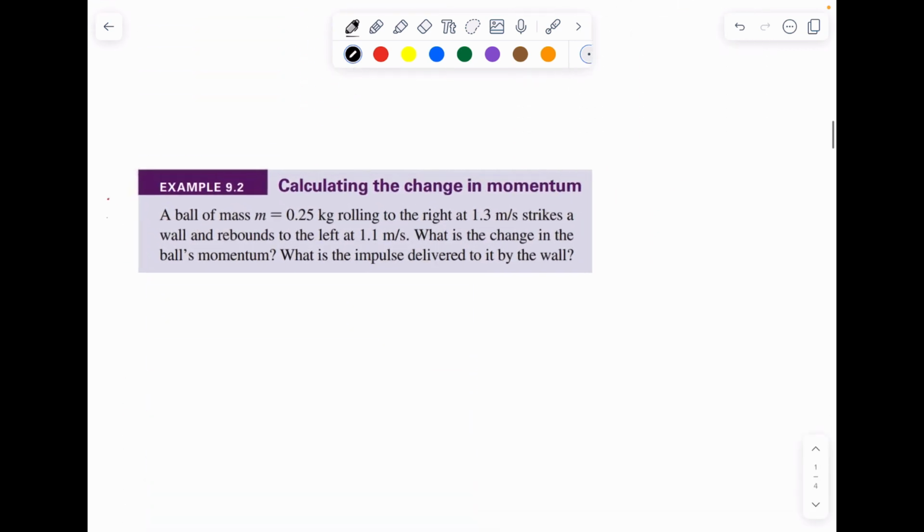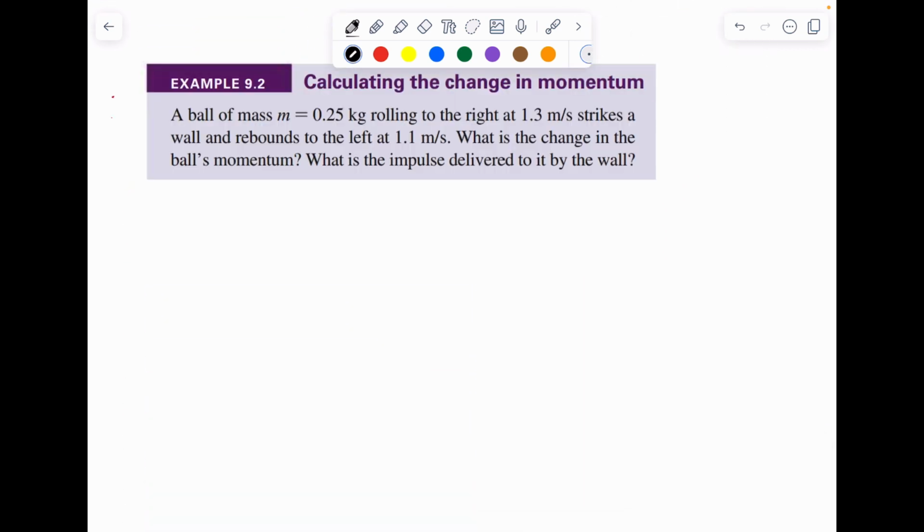Okay, let's start here. We have a ball of mass 0.25 kilograms rolling to the right at 1.3 meters per second. It strikes a wall and rebounds to the left at 1.1 meters per second. The question is, what is the change in the ball's momentum? So the ball is considered the system. So here it is, 0.25. It's going to the right at 1.3 meters per second.